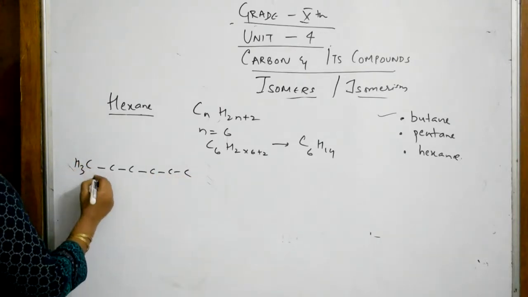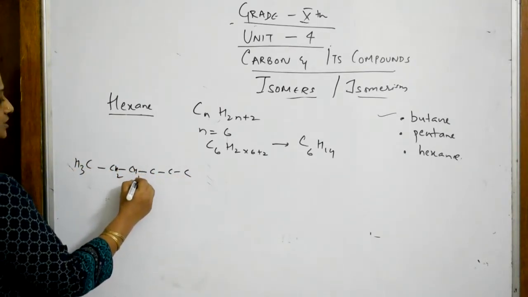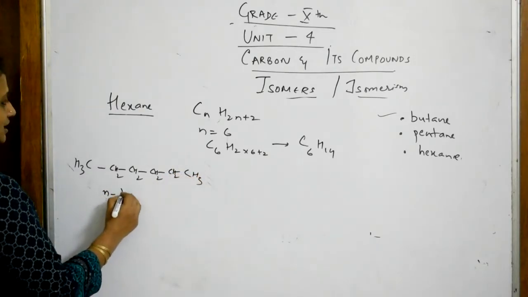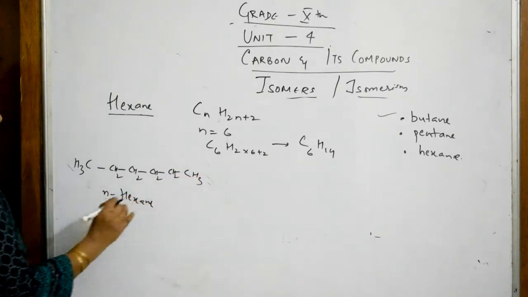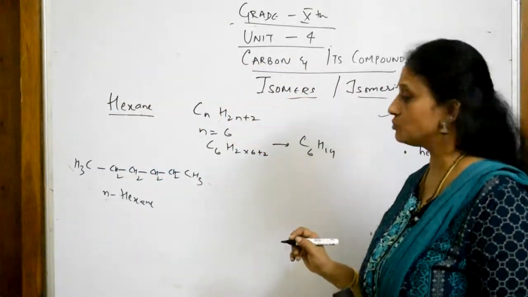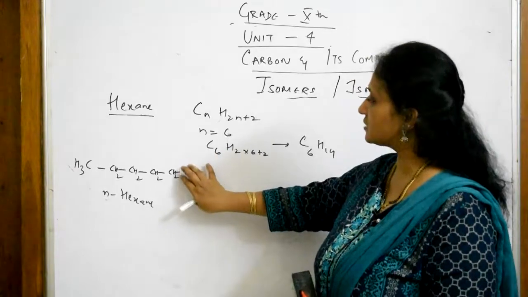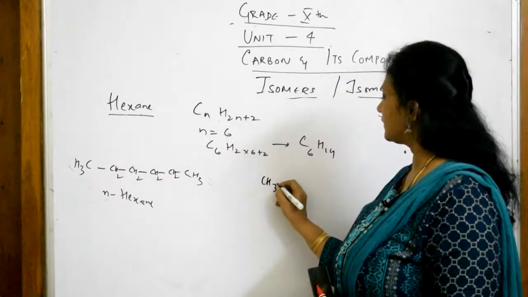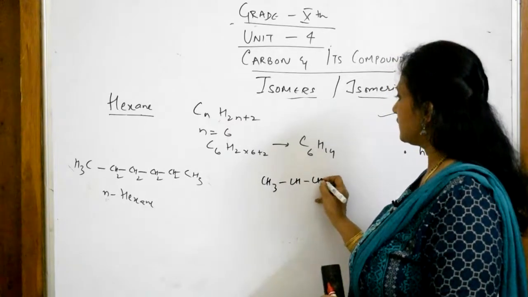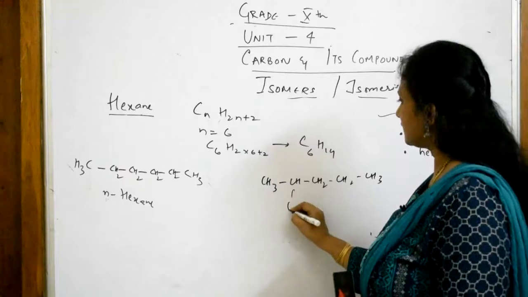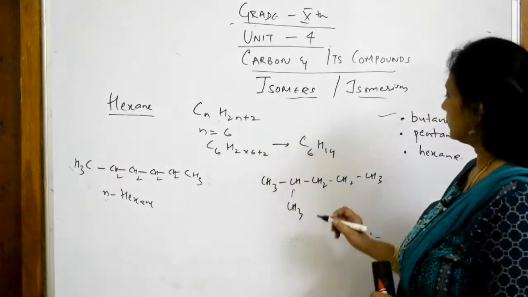Now hexane, the normal general formula is in this way. So this is a straight chain, CH3, CH2, CH2, CH2, CH2, CH3. This is n-hexane, a normal hexane. I can also prepare one more isomer of this. I can shift this to this. Shift this to the second carbon. How do I get CH3, CH, CH2, CH2, CH3 and CH3? Now let us name this.